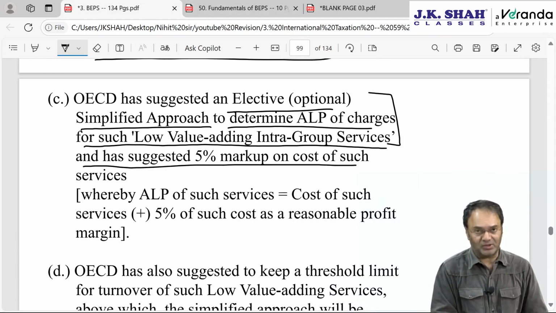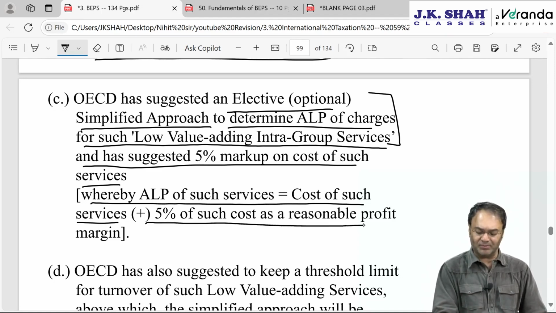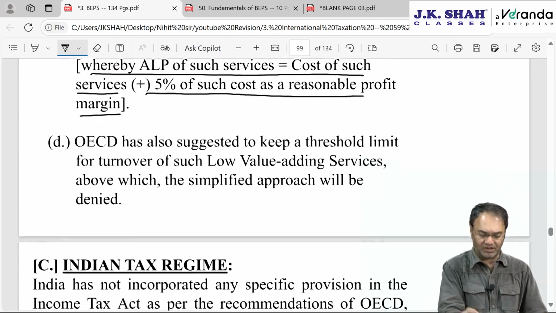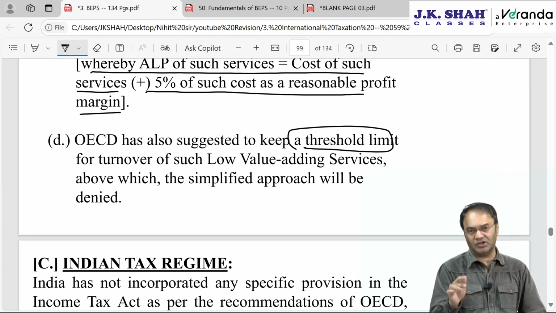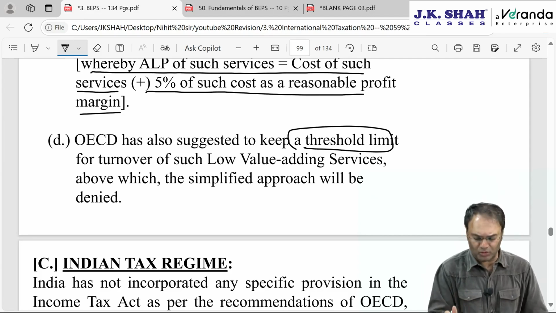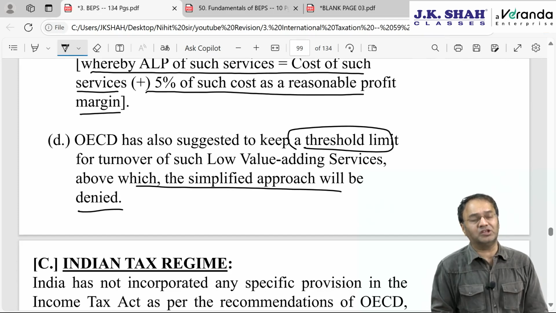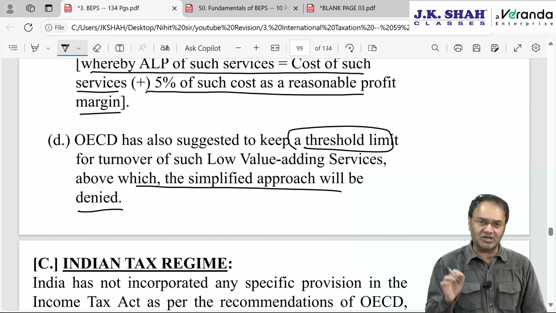OECD has suggested a 5% markup and we adopted a 5% markup, whereby the ALP of such services will be the cost incurred for such low value adding services plus 5% of such cost as a reasonable profit margin. OECD also suggested a threshold limit beyond which, if the cost incurred for such services is beyond a particular amount, then this elective or simplified approach will be denied. OECD has recommended an amount of approximately 10 crore.